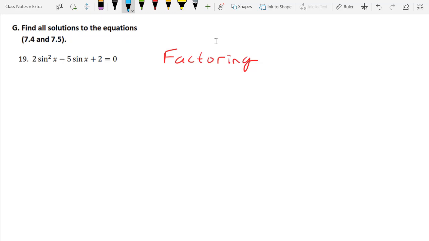Let's, instead of using sine, put x there instead. So putting x in the place of sine, you'd see 2x squared minus 5x plus 2. And this is the thing that we're going to factor to help us factor the equation. So you may want to just take a second, pause the video, and see how you could factor this trinomial.